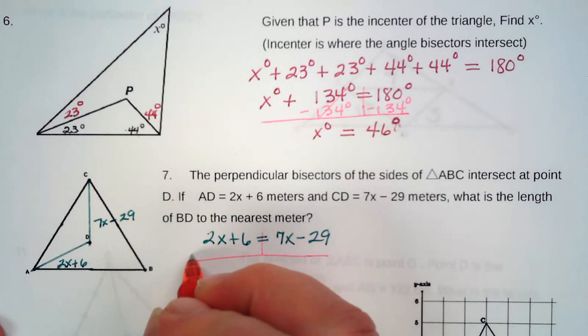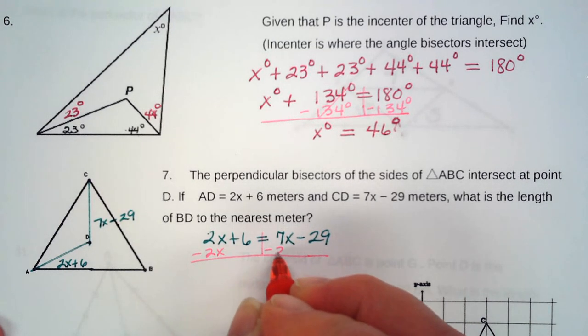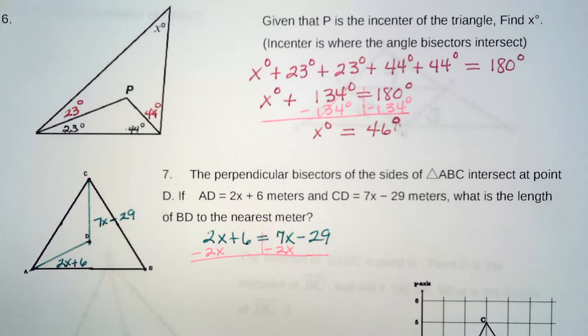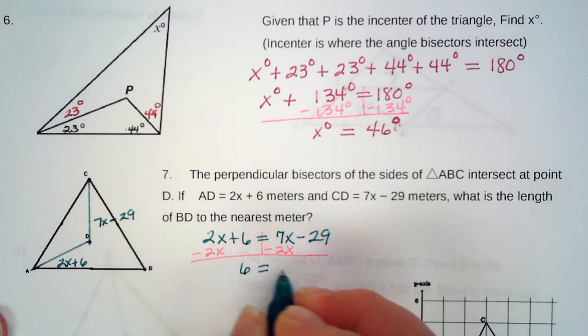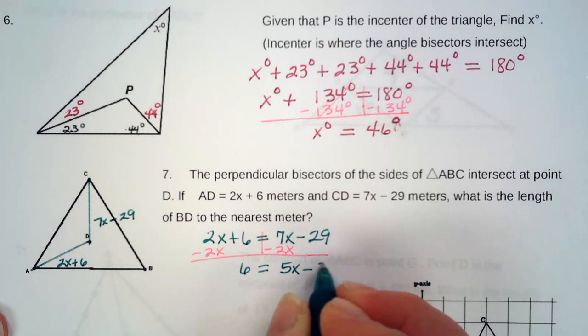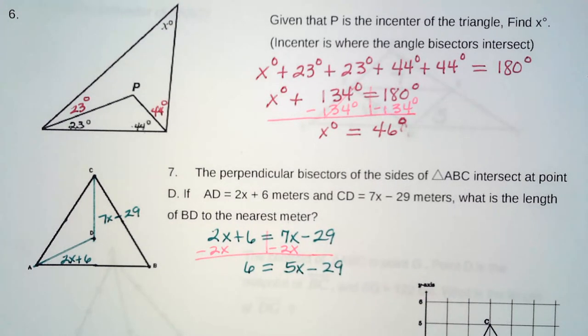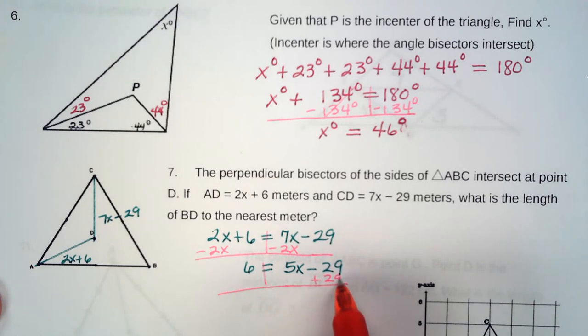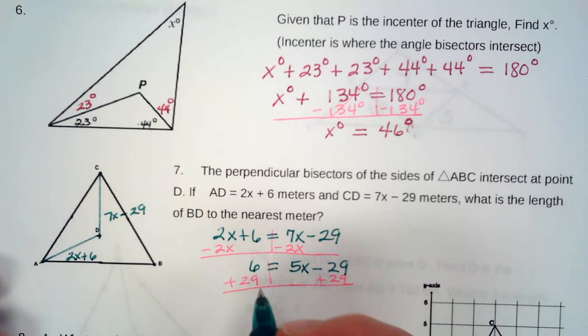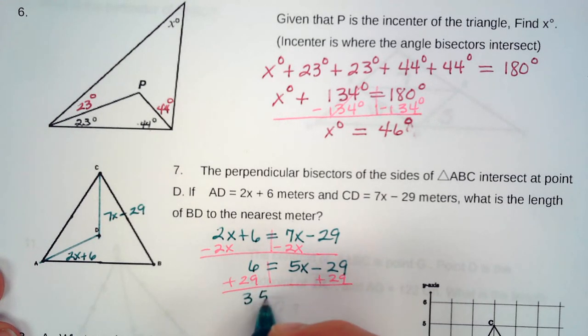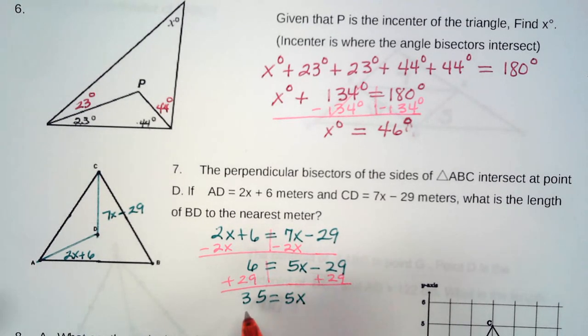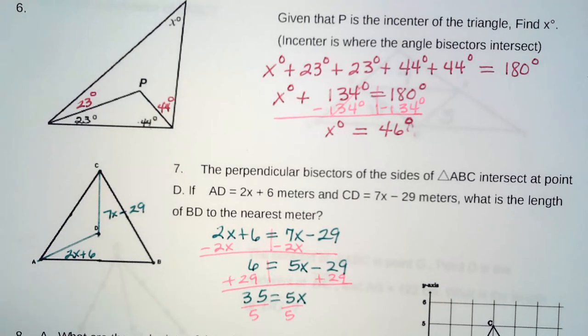Subtract 2x from both sides. Six is equal to 5x minus 29. Add 29 to both sides. 35 is equal to 5x. Divide by 5. X is equal to 7.